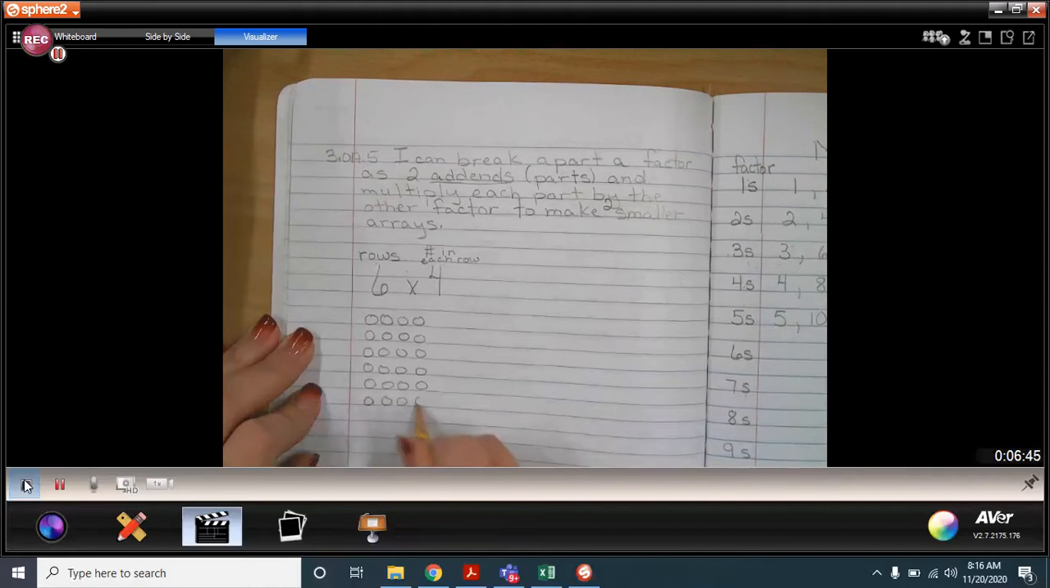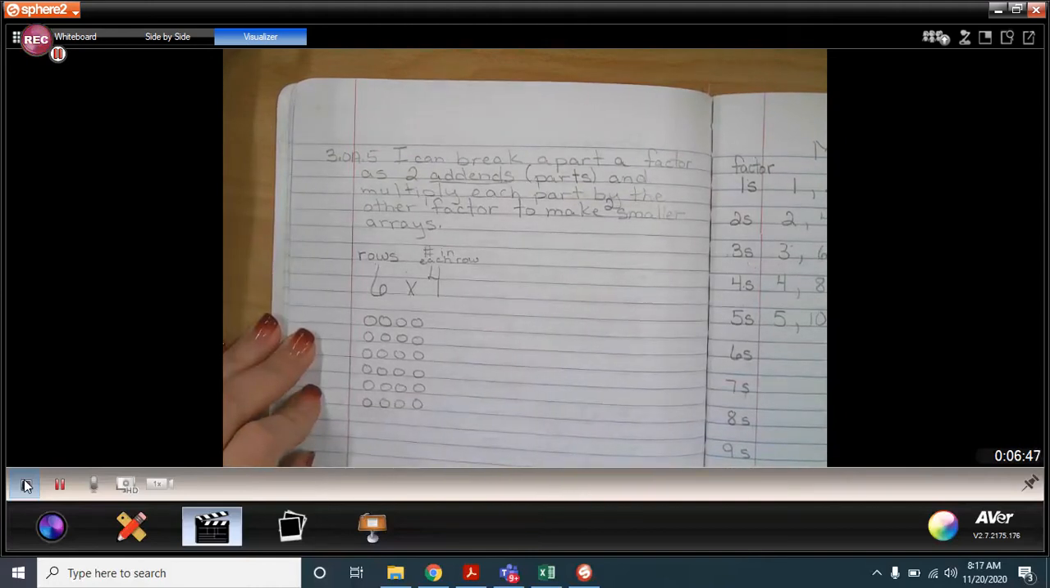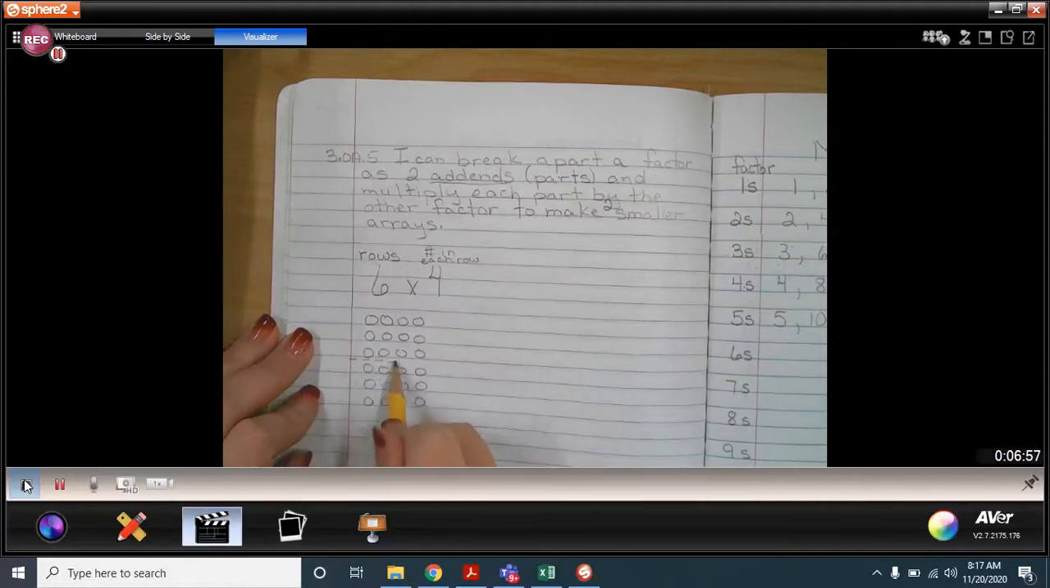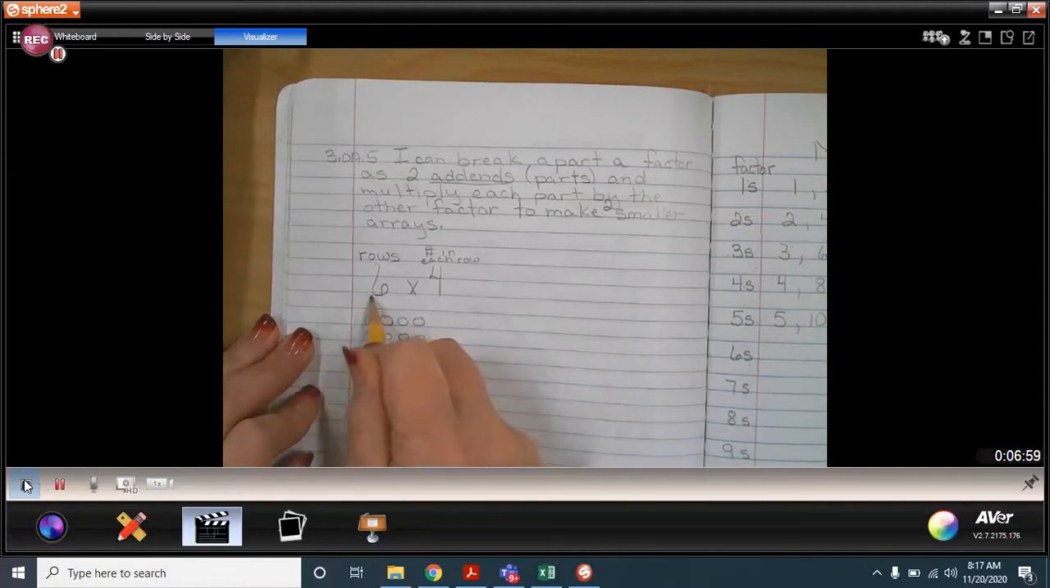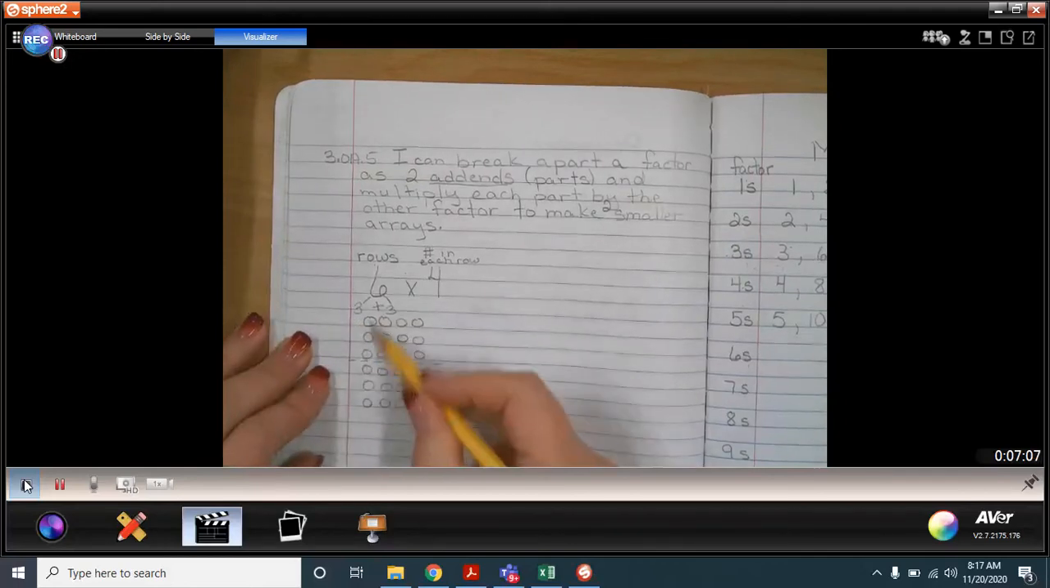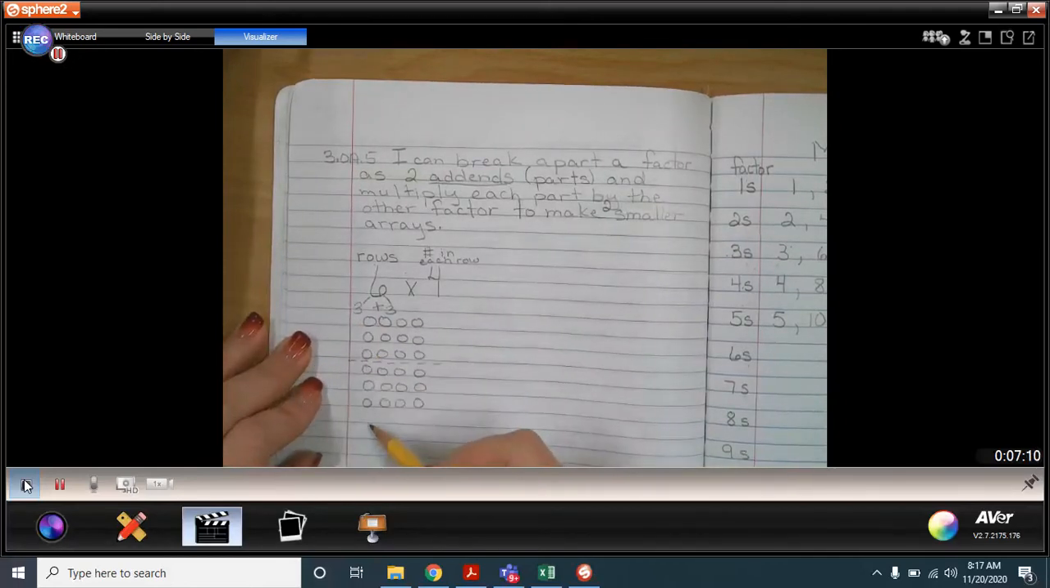And I have 6 rows with 4 in each row. Now, when I decide to break it up, I've decided that I'm going to break this up as 3 rows and 3 rows. So when I take these 3 rows and 3 rows, they're still going to add up to 6 total rows because I have 3 on the top and 3 below.